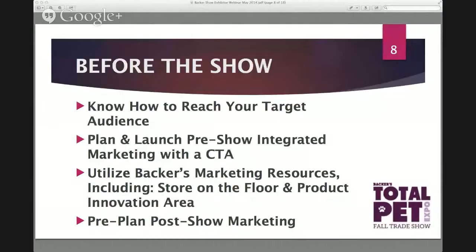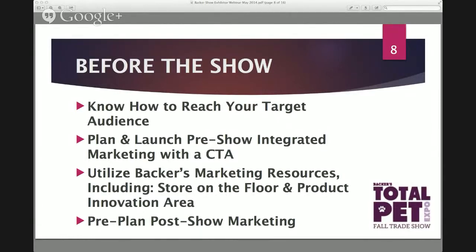A couple of places: Pet Store on the Floor. It's free to put your product in there if you're an exhibitor. It's a great place that all the attendees come. They get merchandising ideas. They get information on point-of-sale systems. They interact with live animal displays. Great place to get extra exposure.